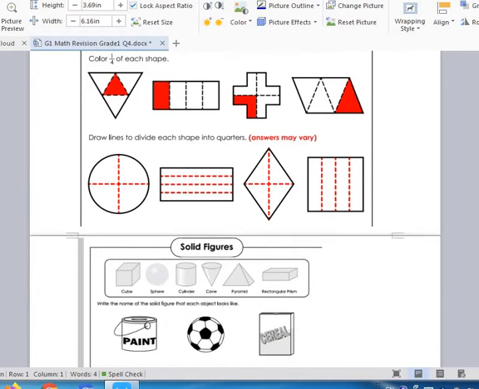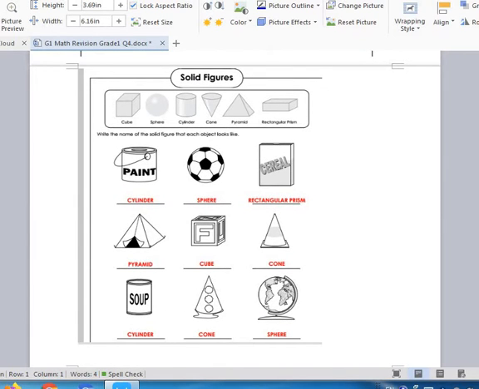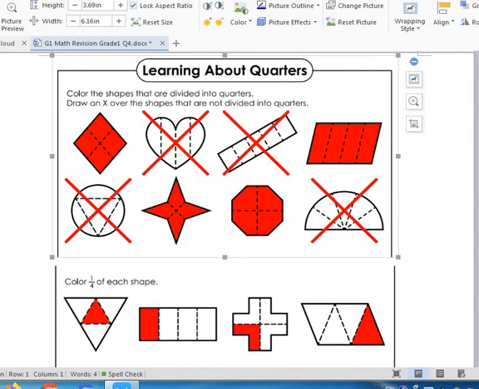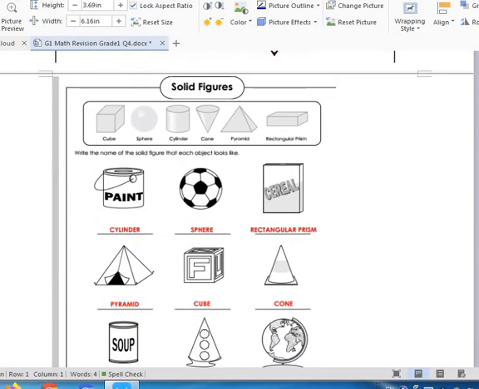Let's move to solid figures. Do you remember solid figures? Okay. Here I have solid figures. I have in this lesson, do you remember? Cube, sphere, cylinder, cone, pyramid, rectangular prism, 3D figures. Do you remember the 3D figures? Okay.